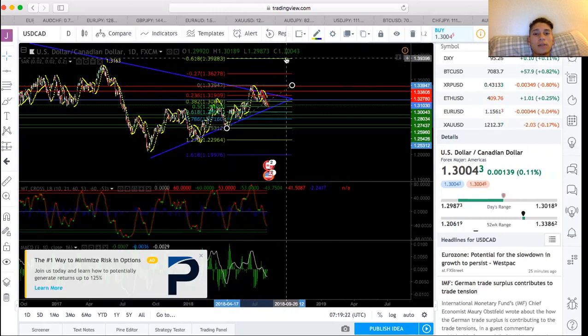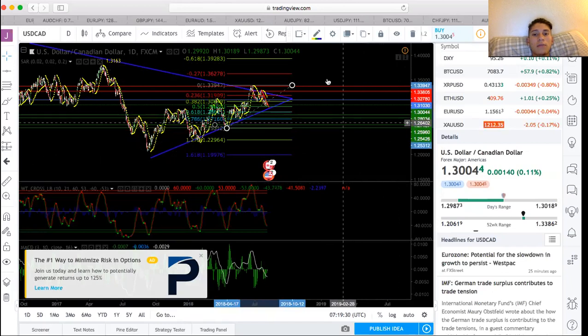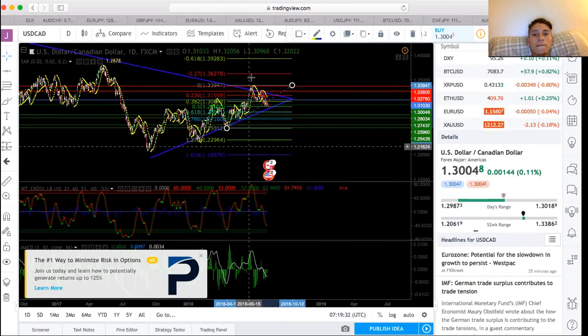If it breaks past this, we hold it to 61. Right around here, we're going to look to sell. And we're just going to be riding this up and down, up and down, up and down. That's all we're going to look for.